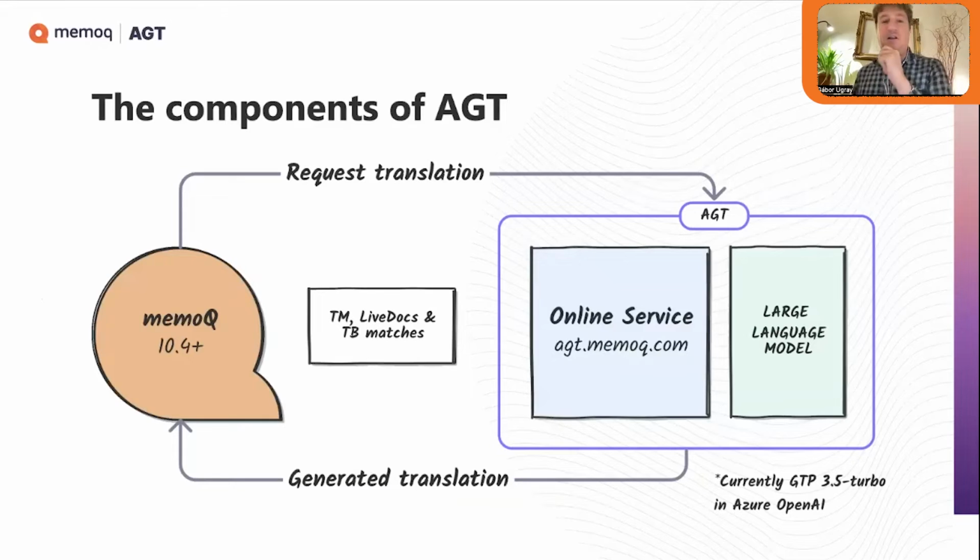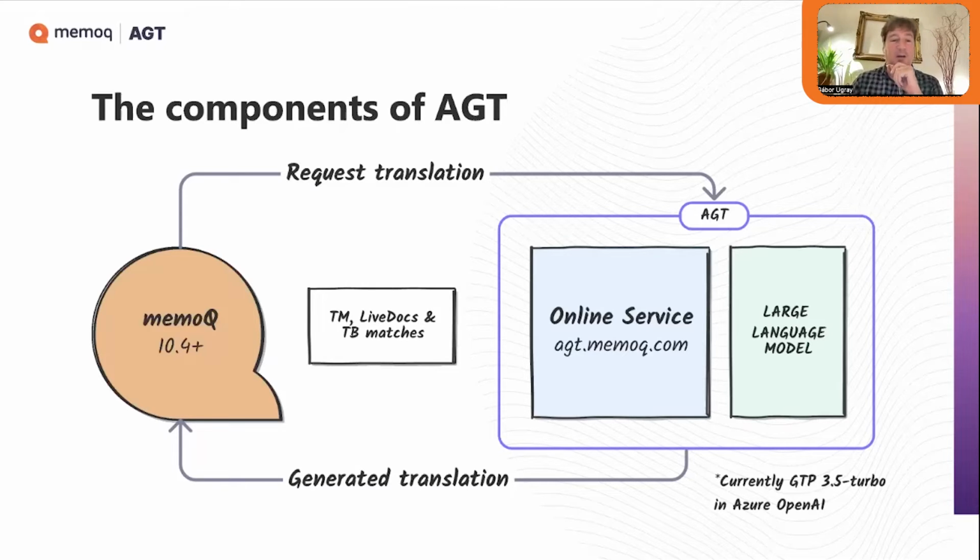So specifically AGT, the system that we have built, let's take a look at what parts it is made up of and how it works. You need a memoQ desktop client for it. For now, the place where this service is available from is the memoQ desktop tool. And it talks to an online service, which is AGT that we have built. It is available at agt.memoq.com. And that is the place where the actual magic happens.